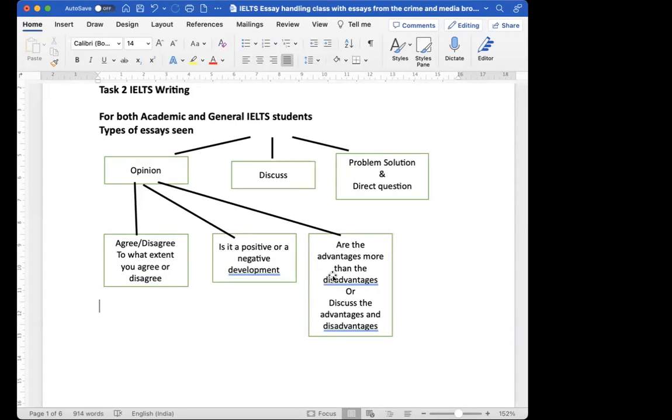So is this clear? Ma'am, I have one more question. In positive and negative development, can we give advantage and disadvantage? It is the same. It means the same. Okay. But what is positive? If something is positive, it means it has advantages. And if something is negative, that means it has disadvantages. Yes, ma'am. So that is it.